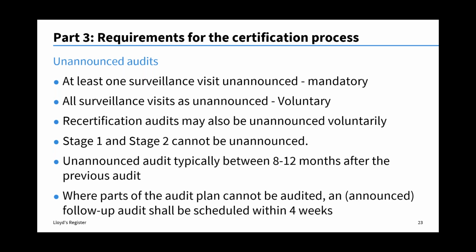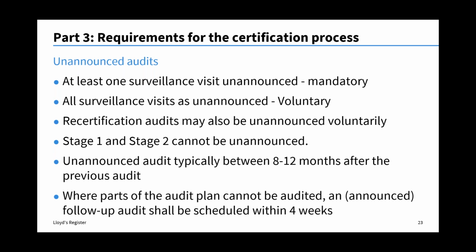When during an unannounced audit, some of the areas within the audit plan cannot be audited because the operation is not running, then there has to be an announced follow-up audit within the next 4 weeks. So during an unannounced audit, if parts of the audit plan are not completely audited, then the certification body can plan a follow-up audit within the next 4 weeks to verify those areas.